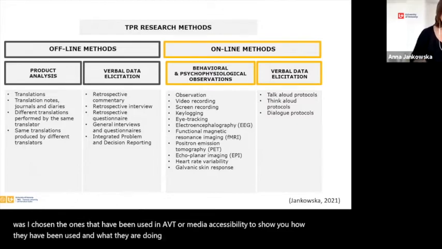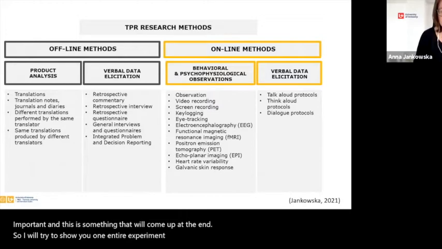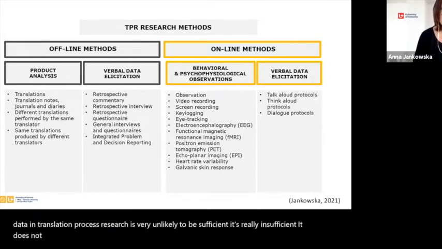What is important, and this is something that will come up at the end, so I will try to show you one entire experiment with different methods used, is that one type of data in translation process research is very unlikely to be sufficient. It's really insufficient. It does not provide significant insight into the translation process.